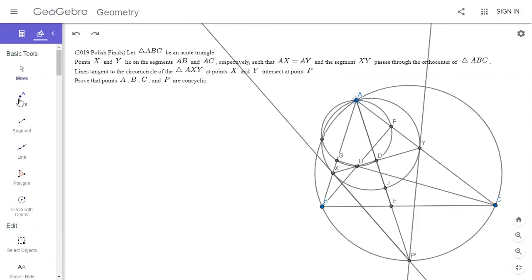So that means if we label these two intersection points K and L, A has to be the midpoint of arc KL. And then at the same time, P prime is the midpoint of arc BC. So we can do an angle chase to show that angle BXP prime is equal to angle CYP prime.